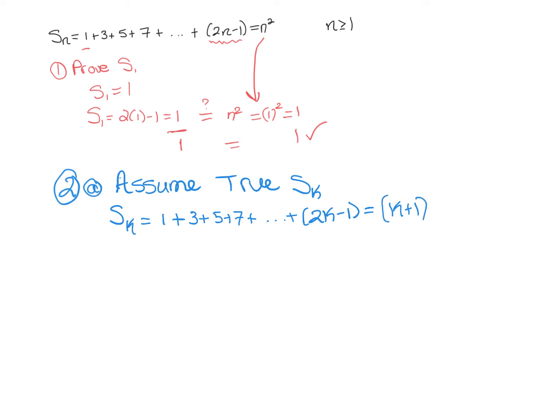No, not k plus 1, sorry. This is going to equal k squared. All I did is this formula right here where I'm drawing a blue dot. I replaced all the n's with k's. So here is my assumption. Now this assumption is very important because you're going to use it in the next step. So my next step, B, is you're going to prove that it's true for S sub k plus 1.